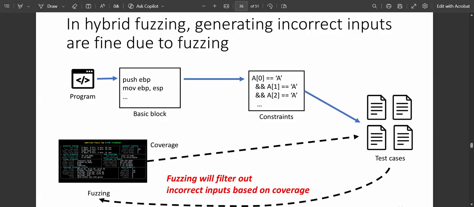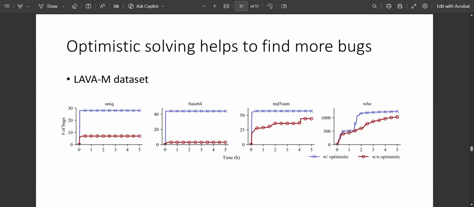And in hybrid fuzzing, the fuzzing will filter out incorrect input based on coverage. And as you can see, the graphs show that the solving helps to find more bugs, where you keep on solving. The red one is with optimistic and the blue one is without the optimistic.